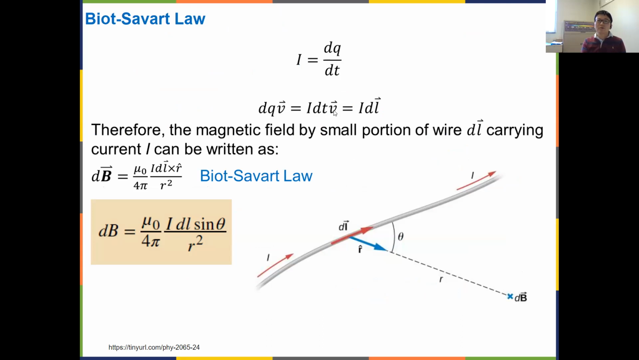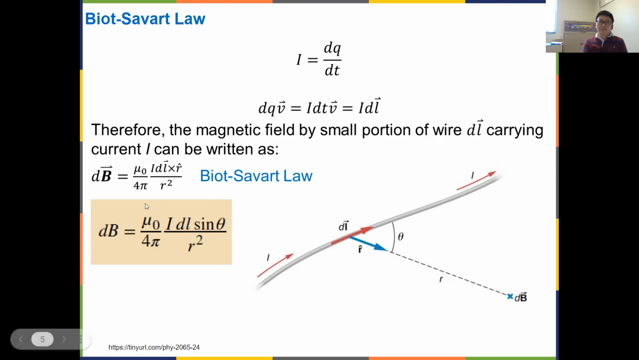I dt times v, v times dt becomes dl, the distance traveled, right? Because distance traveled equals velocity times time, so v dt gives you dl. So dB is equal to mu naught over 4 pi, I dl cross r over r squared. This is called the Biot-Savart law.